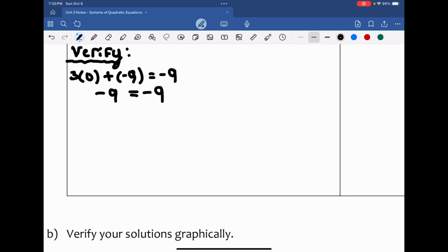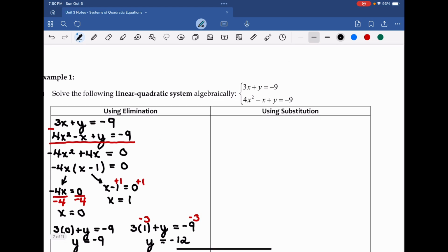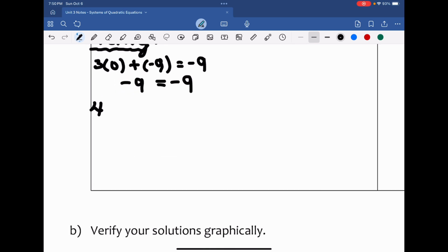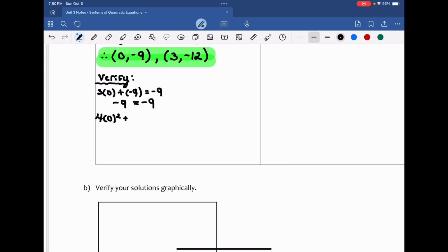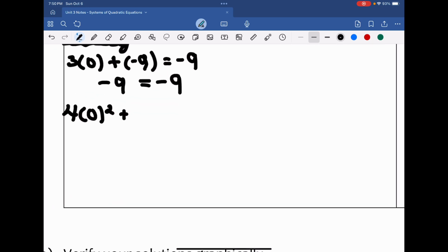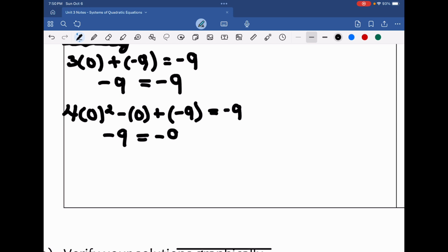That's one equation. The second equation, let's just make sure we get the right quadratic because we don't want to make a mistake here. 4x squared minus x plus y equals 9. So 4 times x squared plus the x value, and it's always good to just double check your signs. Yeah, minus x, so I should make sure this is a -0. And then plus the y value, which was -9, is supposedly equal to -9. Well, anything that's multiplied by 0 or that is 0 is gone. This means we're left with -9 equals -9.